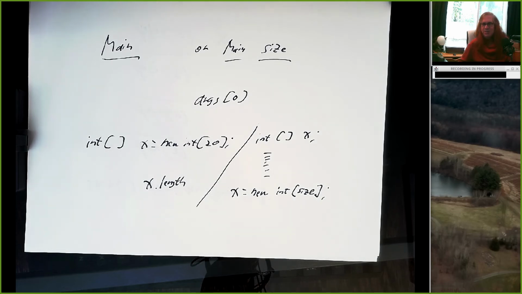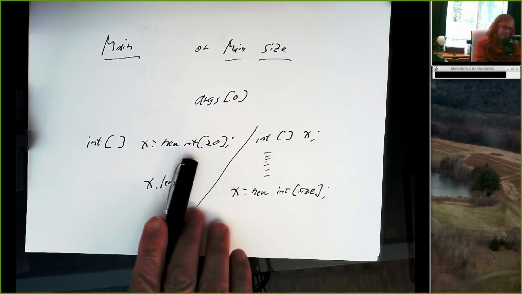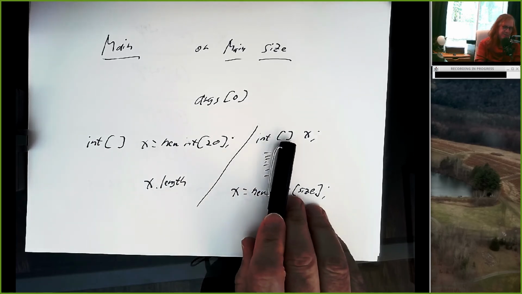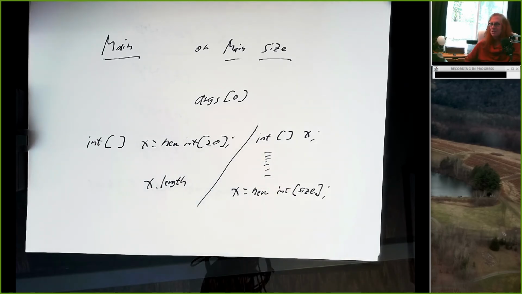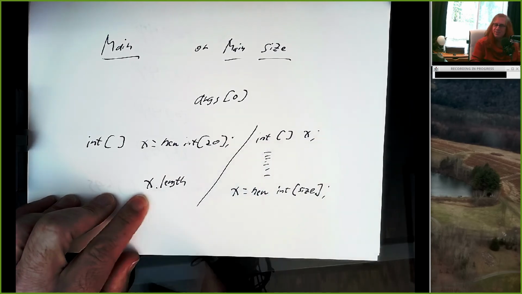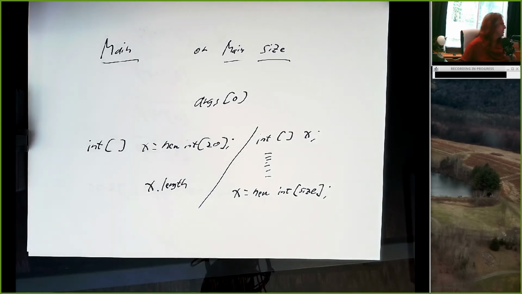So if we know how big our array should be, we can construct it in the same line as the declaration, or we can declare it in one spot and then construct it later on when we know how big we want it to be. And at any point we can access the length field of whatever the name of the array is and see how many elements are in that array.